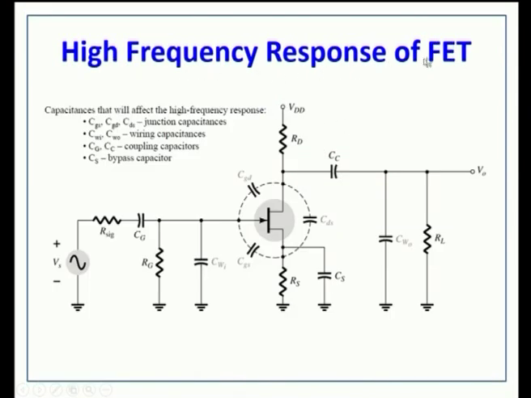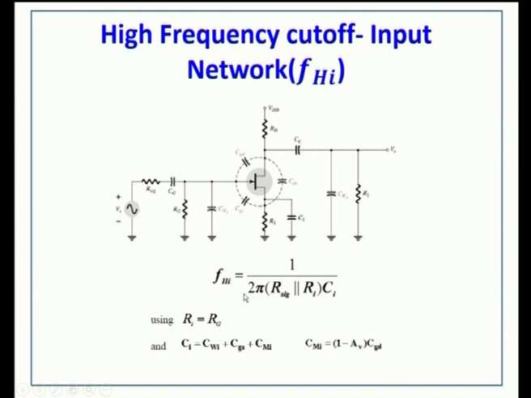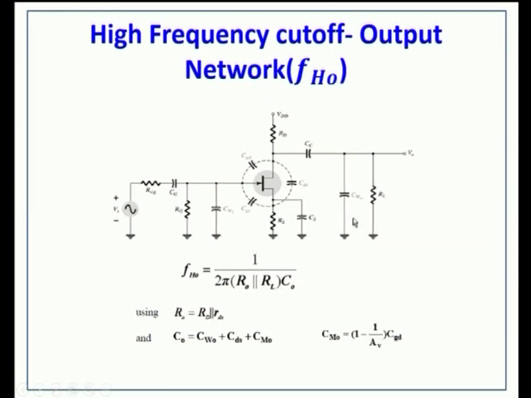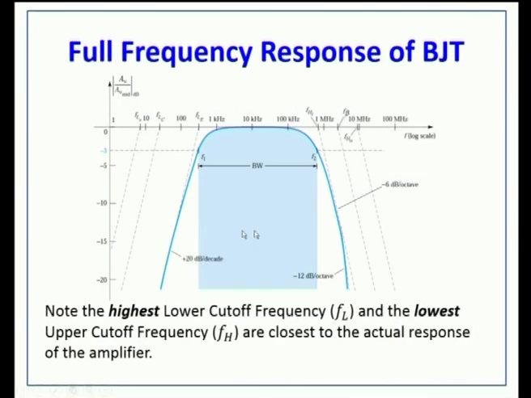So, this is the high frequency response of FET. It is similar to the BJT. Again, you have an inter-electrode capacitance between all the active two terminals, and wiring capacitance at the input and at the output side. Because of the input side's capacitance effect, you will have a higher cutoff frequency FHI, and because of the output side's capacitance effect, you will have another higher cutoff frequency FHO. And you have to choose again the lowest higher cutoff frequency for the FET also to match the actual response of the amplifier.